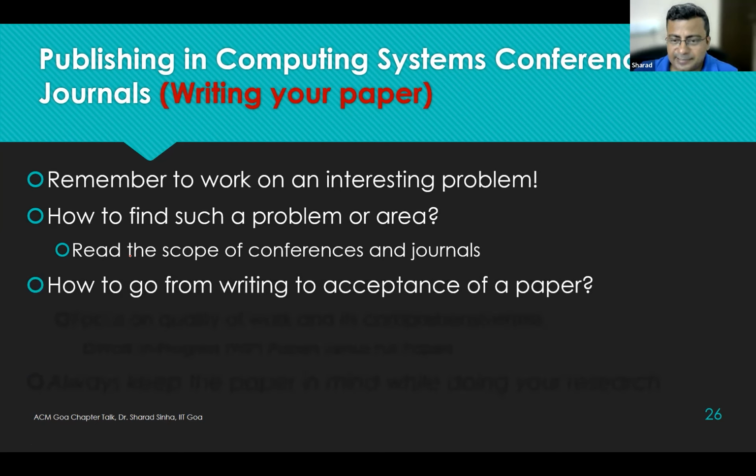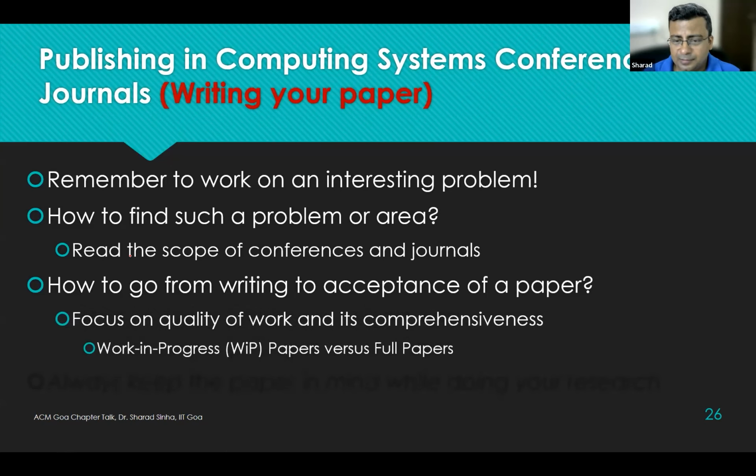Now, once one has written a paper, that paper needs to be accepted. Here one needs to focus on quality of work and the comprehensiveness of work. In systems, journals, and conferences, very often it is not enough to just do some simulation. If you are claiming whatever you want to claim only based on simulation, unless your work is focused on simulation, in other cases, you will have to show implementation results. So one has to look at the comprehensiveness of the method and the results.